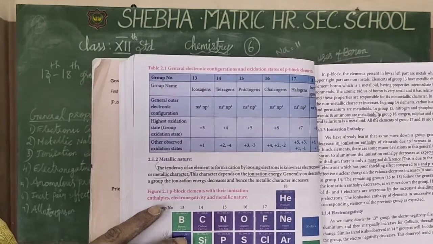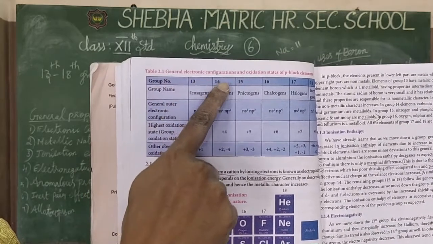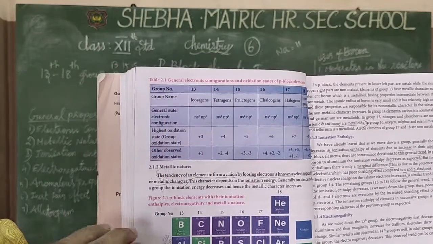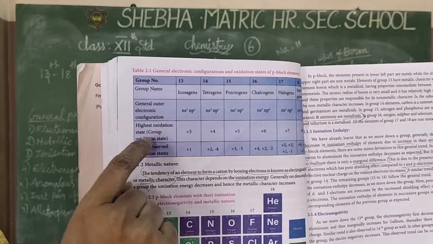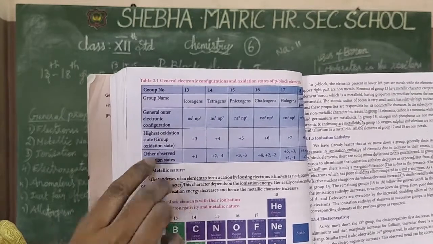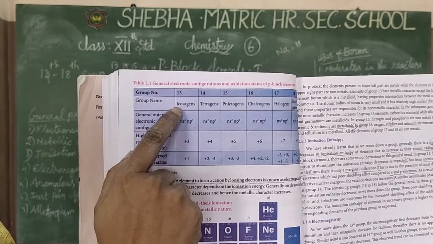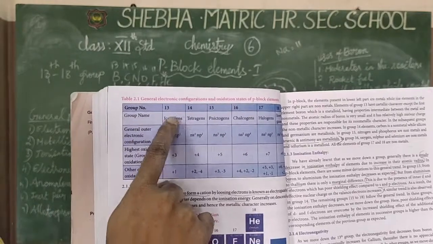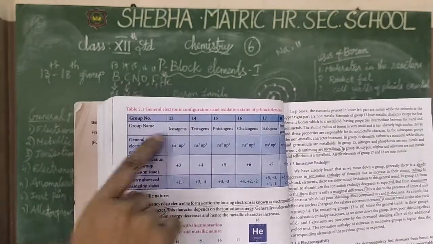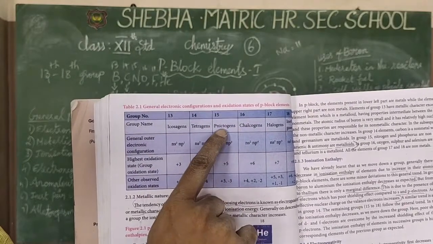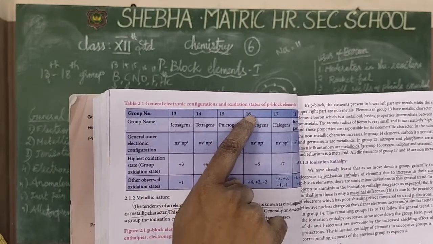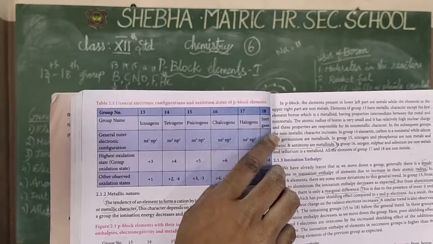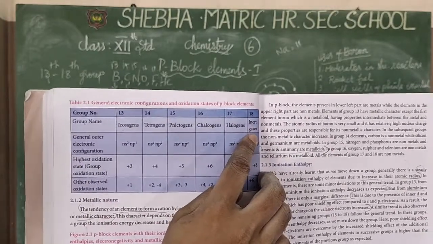Can you see this diagram? Group numbers 13th, 14th, 15th, 16th, 17th, and obviously the 18th. All these are called p block elements. Group name, general outer electronic configuration, highest oxidation state and other oxidation numbers. 13th is the icosagens, also called the boron family, very good. And 14th is the tetrels, the carbon family. And 15th is the pnictogens, the nitrogen family. 16th is the oxygen family, also called chalcogens. And 17th halogens, and 18th is the inert gases or noble gases.